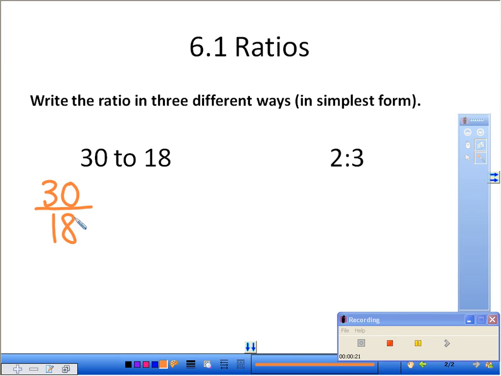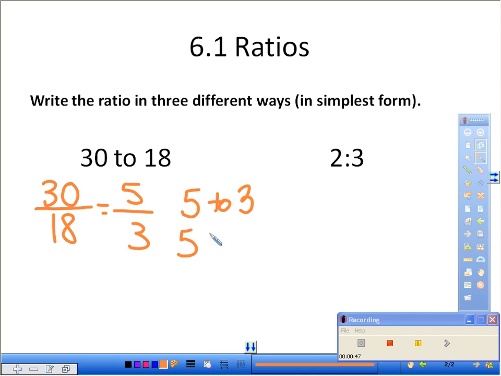In this case, both of those numbers can be divided by 6. If I divide them both by 6, I get 5 over 3. As a ratio, we would read that as 5 to 3. One way to write that ratio is as a fraction. Another way would be to write it with the word to, 5 to 3, and the other way would be to write it with a colon, 5:3. Those would be the 3 answers for that first problem.